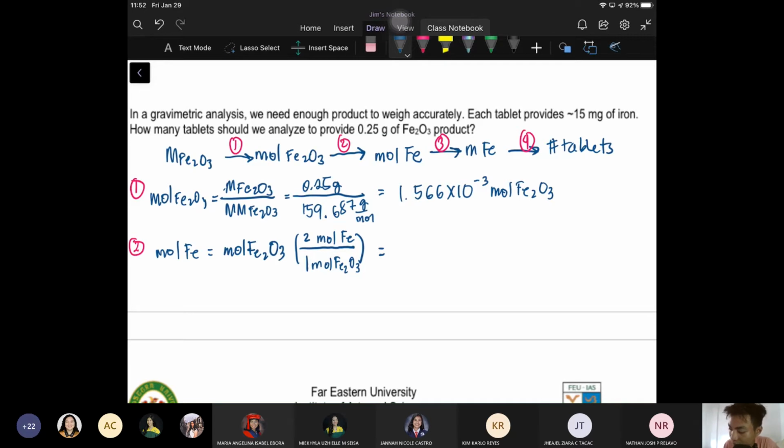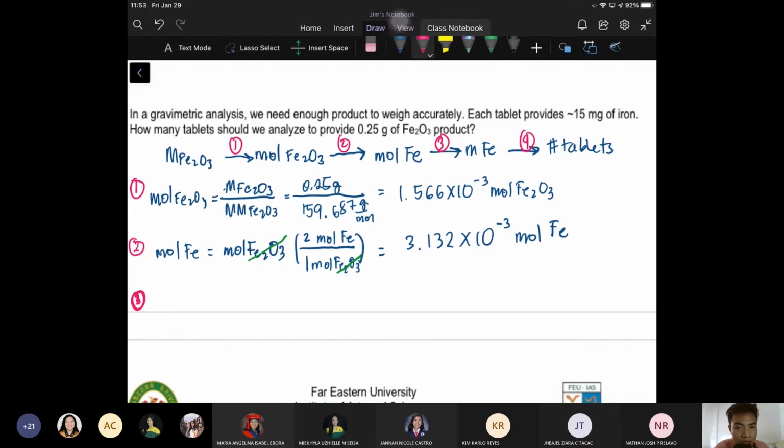So that's times 2. So we will get 132 times 10 raised to negative 3 mole of iron na. Remember, cancelled na ang iron 3 oxide. So yan. We're halfway through this question.